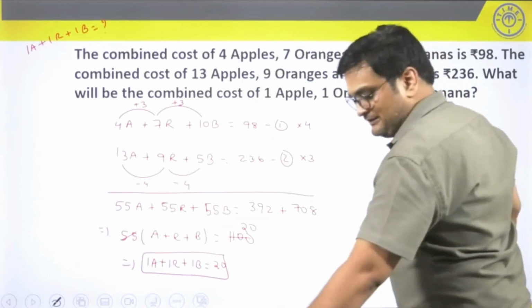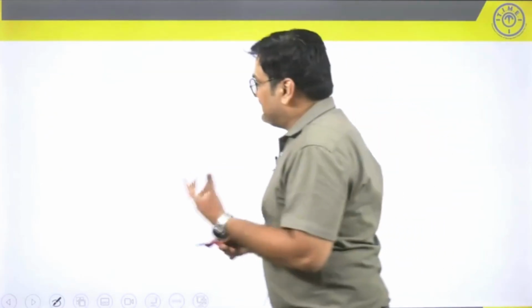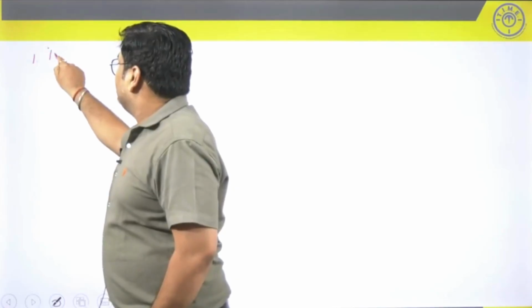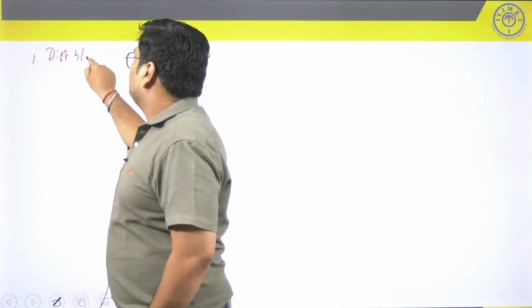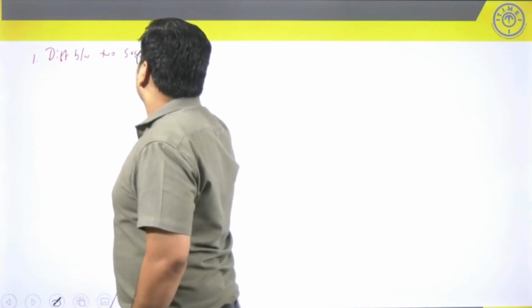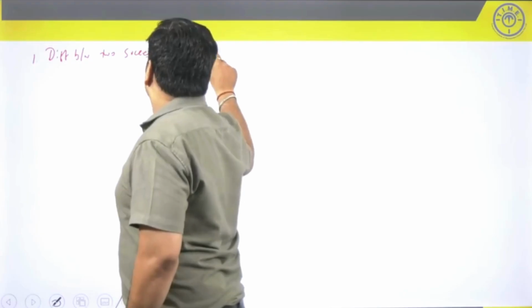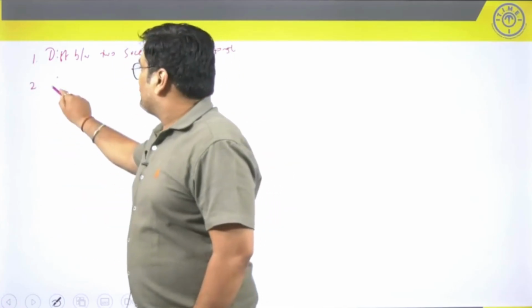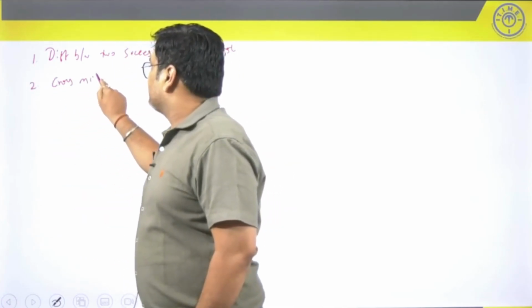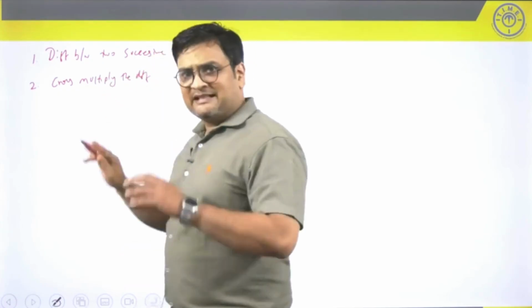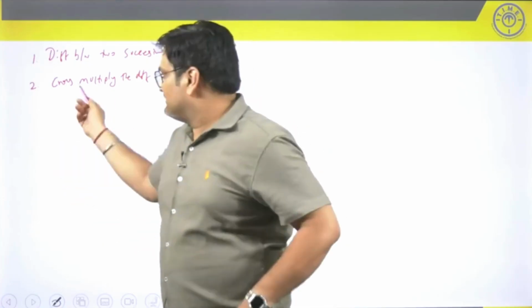Now, just one last point on this trick: when is it applicable? Point number 1 that you need to check is that the difference between two successive variables is constant. It should be equal. If it is not equal, you cannot use it. Second, cross multiply the differences without any sign. Don't worry about the sign at this stage, just simply cross multiply.